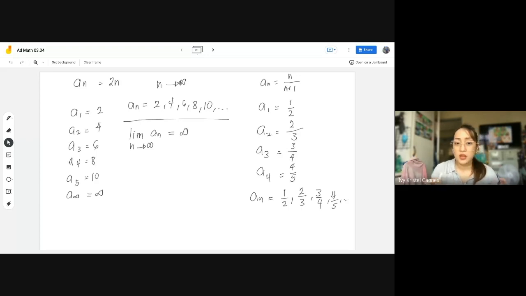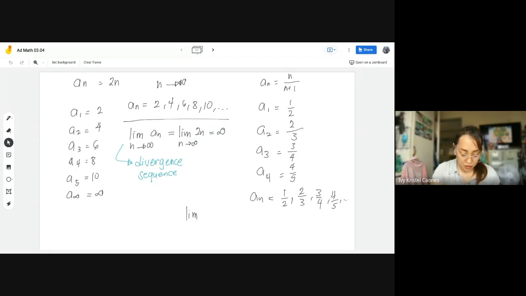So based on our examples, we have a sub n equal to 2n. So our limit of a sub n for 2n as n approaches infinity will be infinity. So this means this example is a divergent sequence. The limit of 2n as n approaches infinity will be infinity.